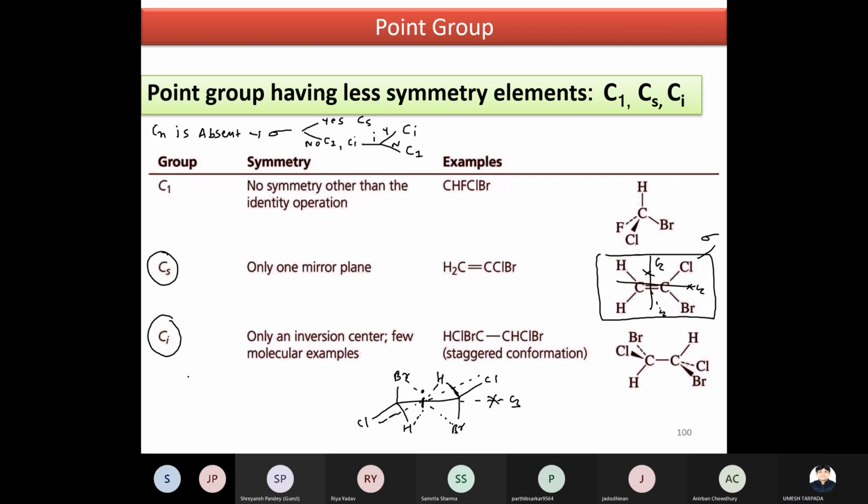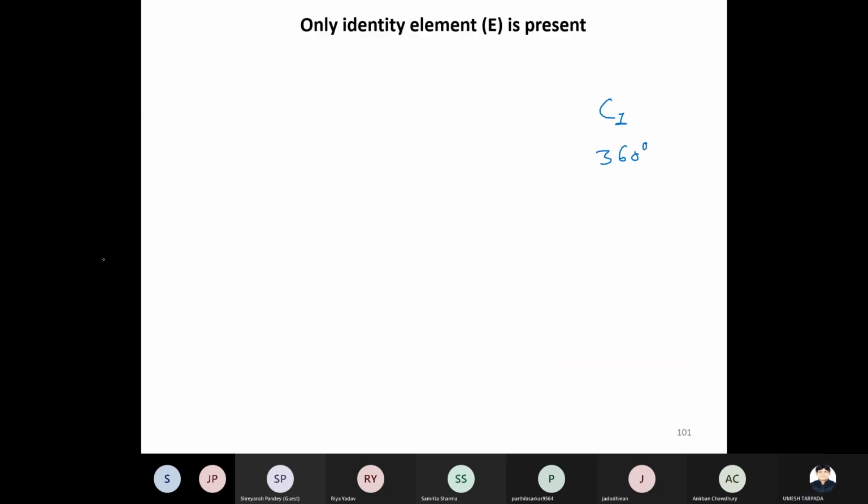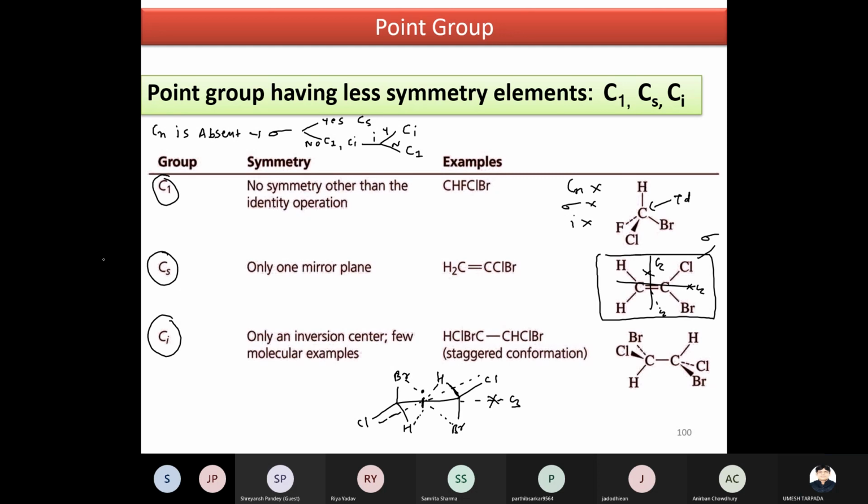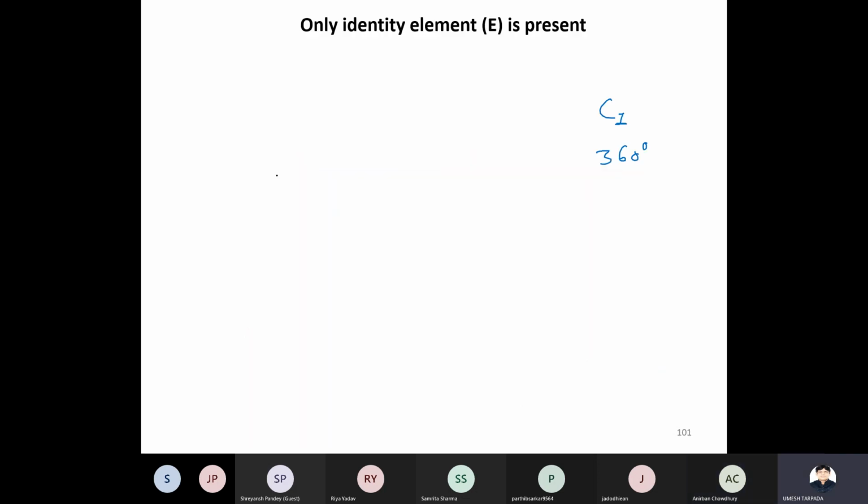Now see here, this is a tetrahedral geometry, but all the atoms are different, so you cannot have a Cn, you cannot have any plane, you cannot even have an I, so its point group becomes C1. Okay, is it clear? Yes, sir. Every molecule has C1.